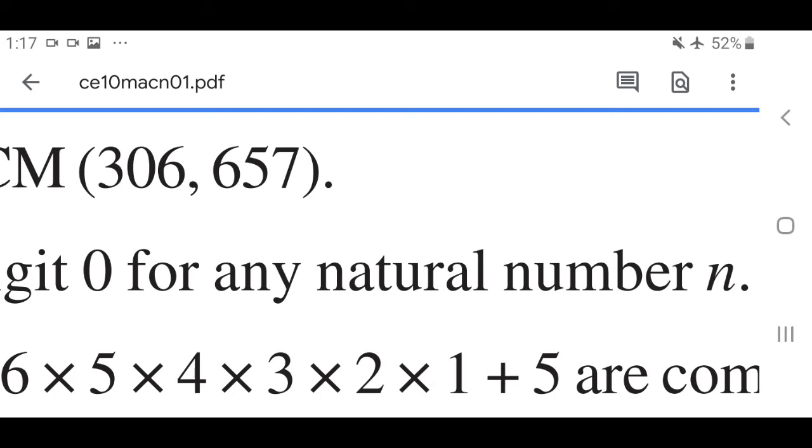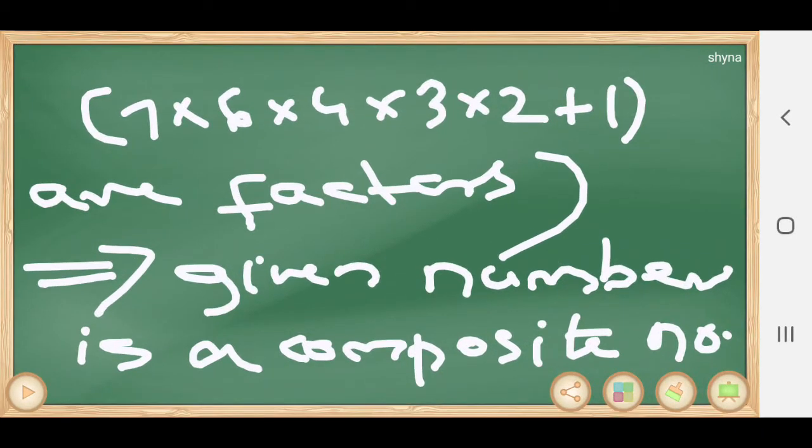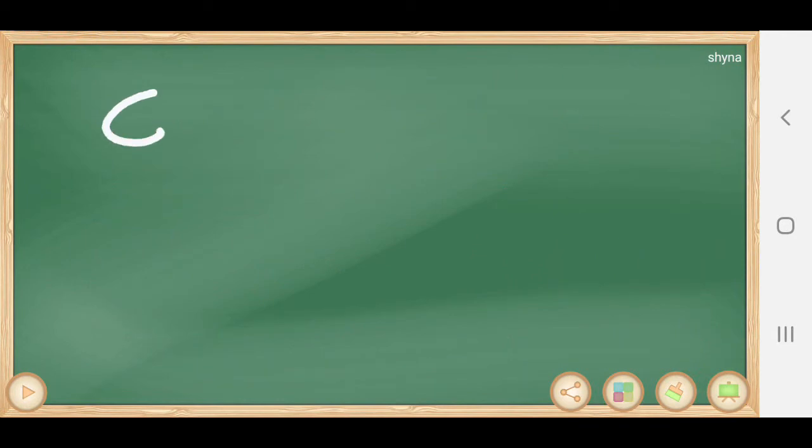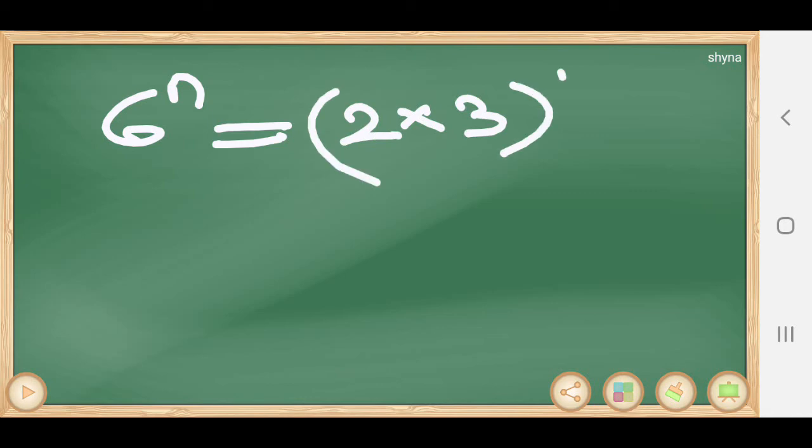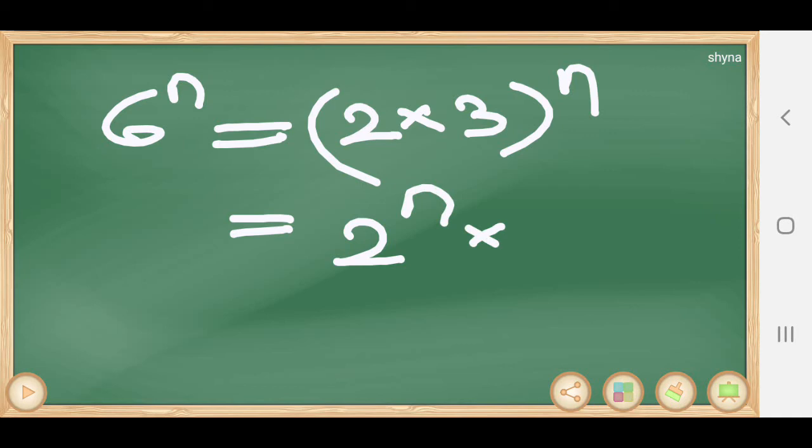I think no need of explanation. You all know, the same type we did last day. Anyway, we can do. 6 raised n equals, what are the prime factors of 6? That is 2 and 3. 2 into 3, raised n, that we can write as 2 raised n into 3 raised n.